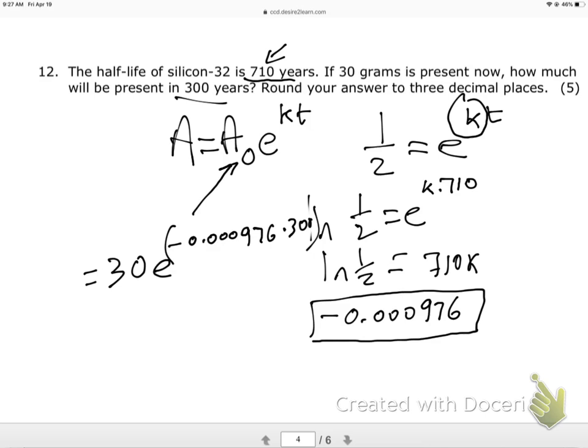So this is, again for me, negative 0.000976 times 300 equals, that's e to the power of that, times 30. I get 22. Now how much is present in 300 years? Well, I guess I get 22 grams. That's what I get. Hopefully I'm right. Double check your work, okay? But just put that in your calculator. Once you've got that, k is that.